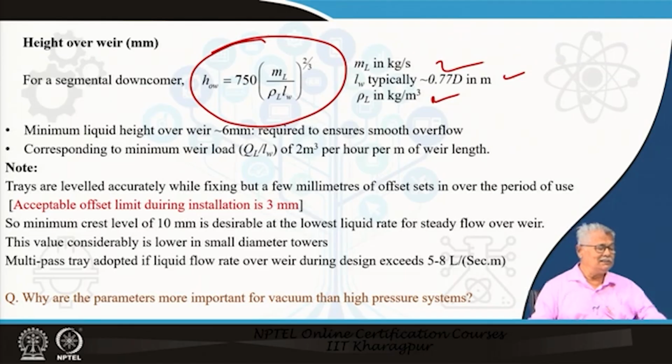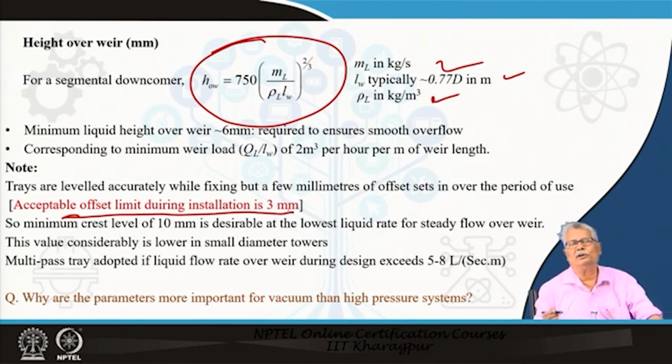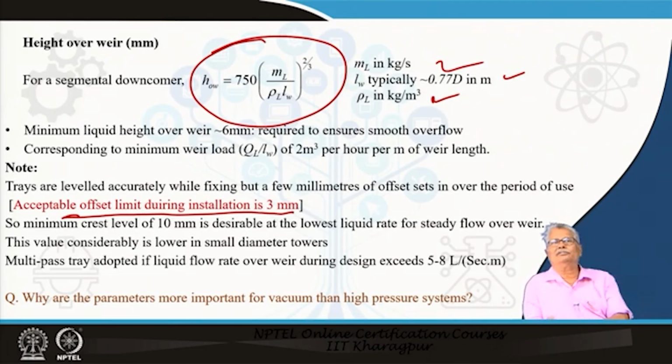Now, there is one thing which is absolutely important. The first thing is the leveling of the trays. This I had specifically said when we were generally discussing all the tray internals. Normally, the acceptable offset limit during installation is 3 millimeters. That means the highest point of the deck to the lowest point of the deck cannot differ by an elevation difference of 3 millimeters. So, one thing is true, if I am talking about a crest level of 6 millimeters, it may have an error of about 3 millimeters.